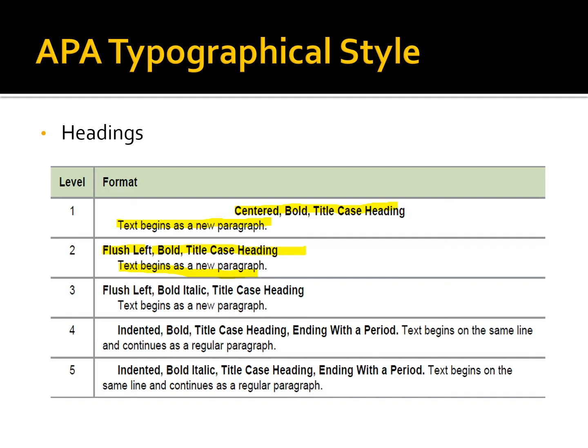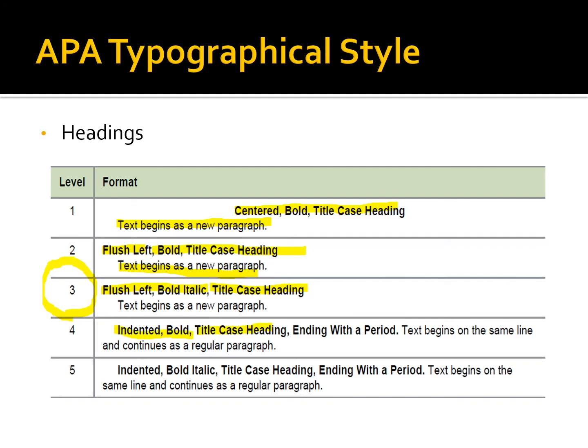And then you put participants. That would be a level 2 heading, so it's flush left, bold, title case, and then you'd hit return and talk about your participants. Then let's say you put measures, so that's also a level 2 heading. Measures would be flush left, bolded with a capital M. But then you want to talk about a particular measure, the Rosenberg self-esteem scale. The title of that would be flush left, bold italics, and capitalized in title case. So following measures, you would hit return and write Rosenberg Self-Esteem Scale, flush left, bold italics, with Rosenberg, Self-Esteem, and Scale all capitalized. So now you've got 3 levels of headings.